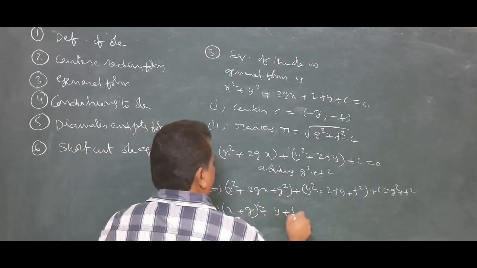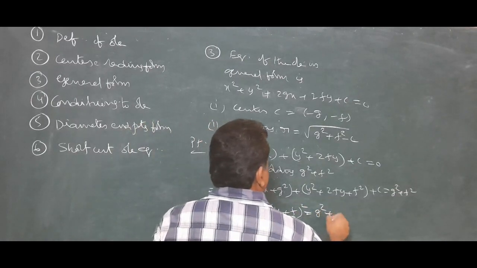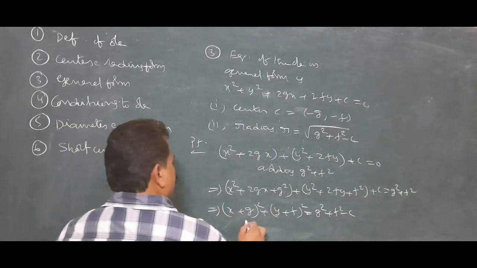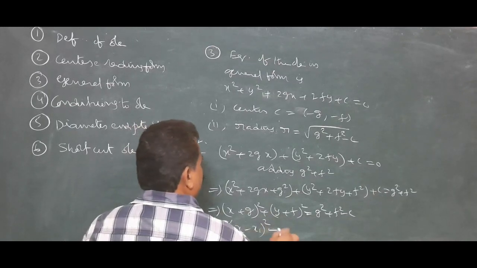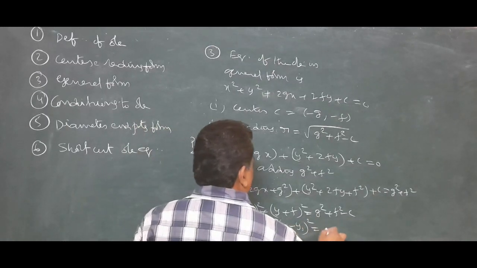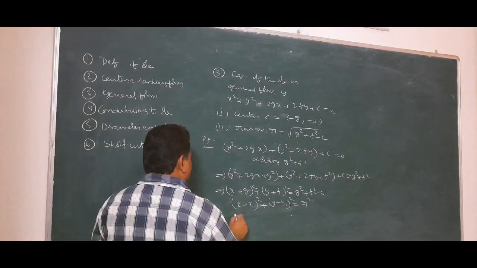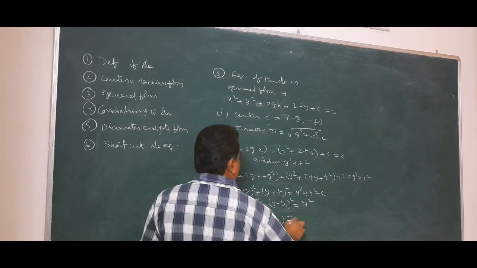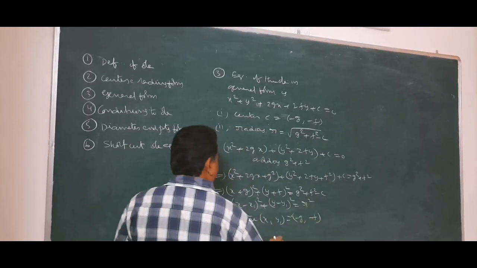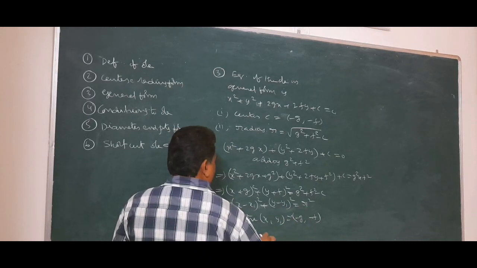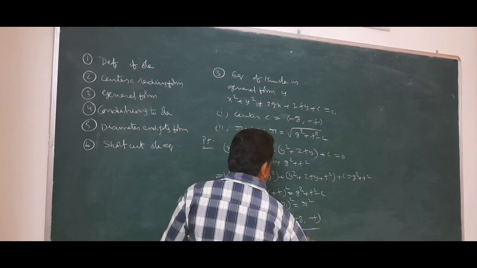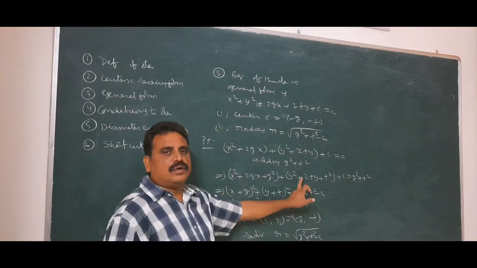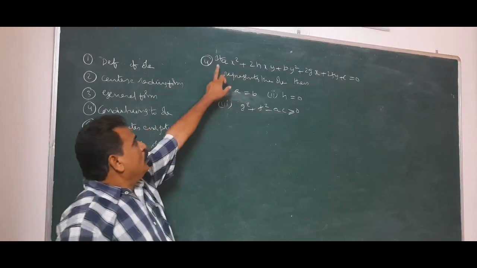Second one: (y plus f) whole square equal to g square plus f square minus c. We compare with that: (x minus x1) whole square plus (y minus y1) whole square equal to r square. Therefore, center (x1, y1) equal to (minus g, minus f), and radius r square equal to that. Radius r equal to root of g square plus f square minus c, because r square is this, that's why r equal to root of g square plus f square minus c.